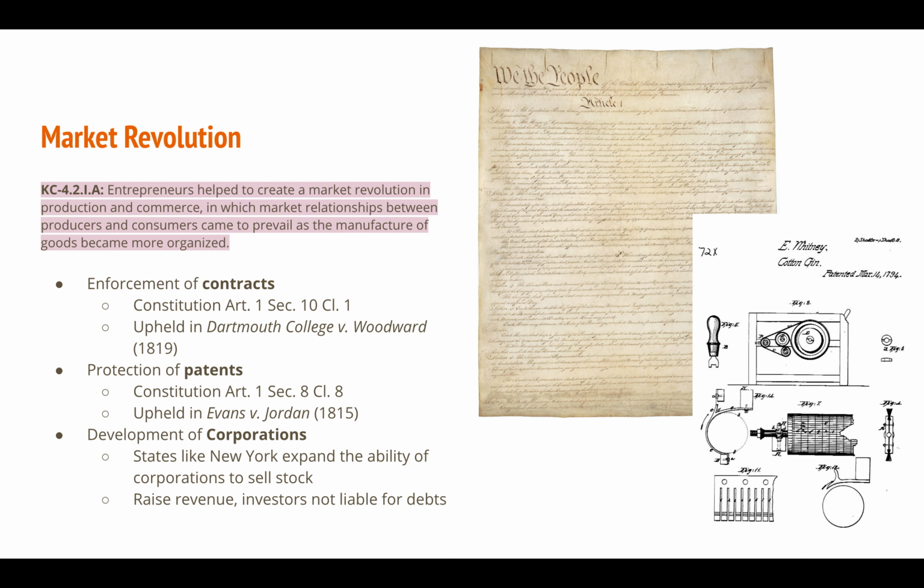We also have protection of patents explicitly stated in the Constitution. In Article 1, Section 8, Clause 8, it says that patents are going to be protected by the U.S. government, and that if you have an idea and you tell the U.S. government about it, you file a patent, no one else can make money off of your idea or your invention. On the right side here, you see a picture of the cotton gin, the patents that Eli Whitney filed with the U.S. Patent Office in 1794.